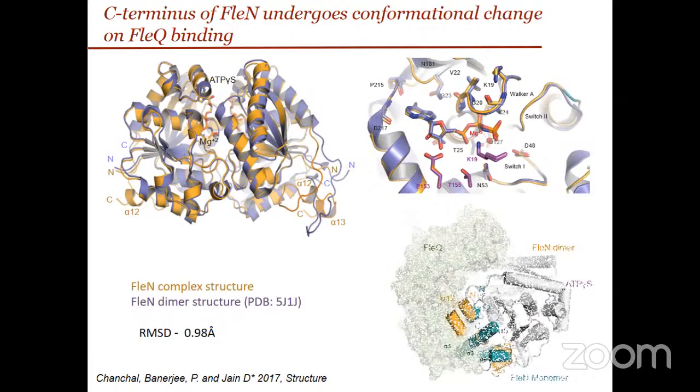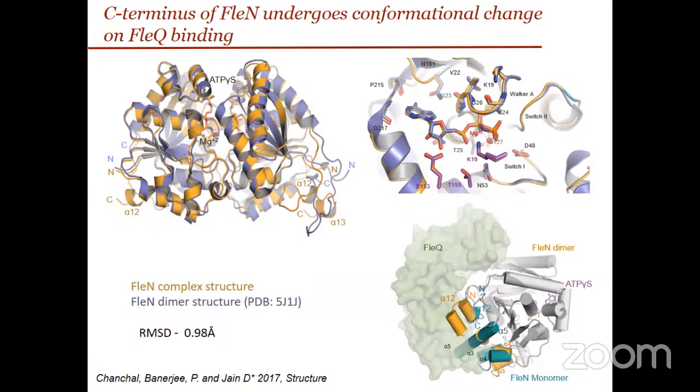And out of curiosity, we superimposed the monomer of FLEN, again a structure we had determined in our lab, onto this complex structure, and it shows clashes with FLEQ, again endorsing our previous observation that a monomer of FLEN cannot interact with FLEQ. FLEN must dimerize, and that must happen in the presence of ATP. Only then can it interact with FLEQ, because the monomeric form shows severe clashes. So far so good. Next, no major conformational change in FLEN on complex formation except the C-terminus part.